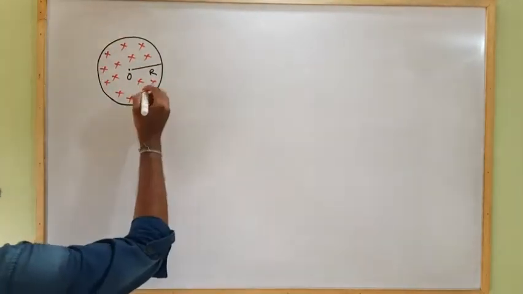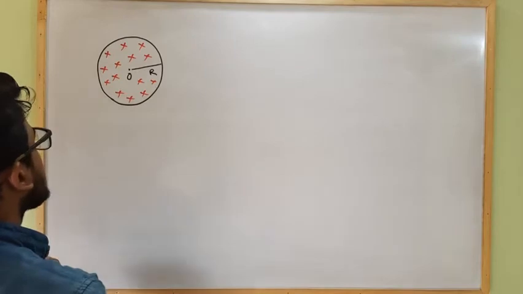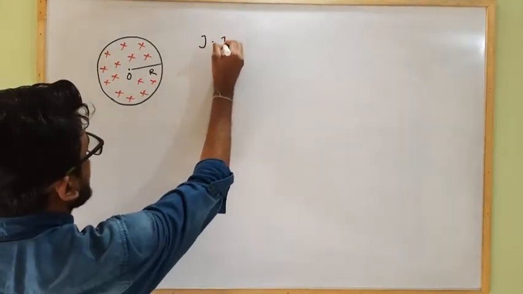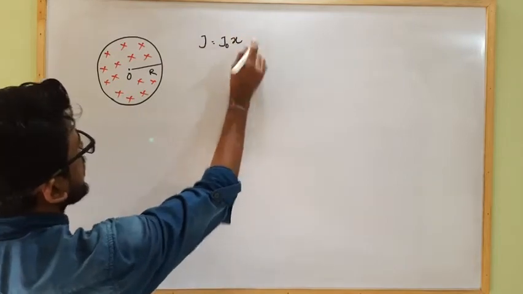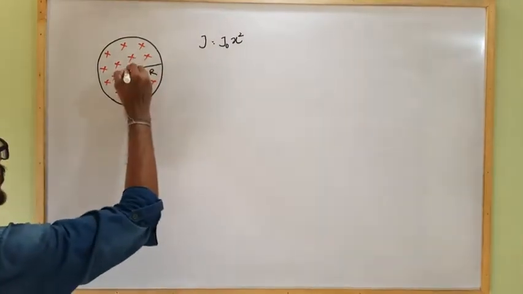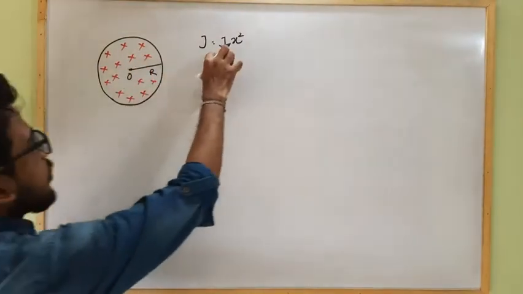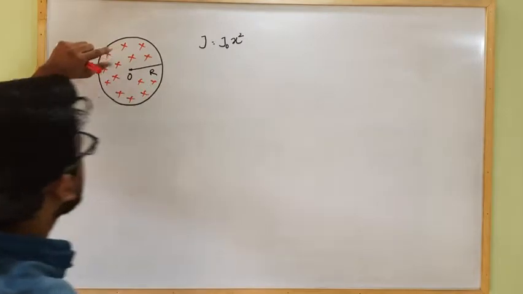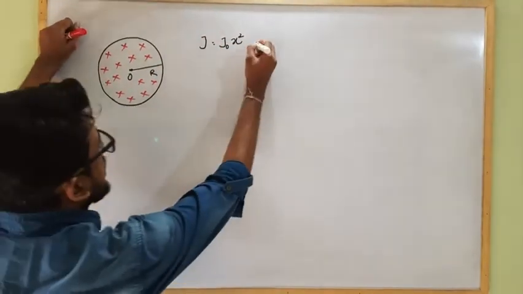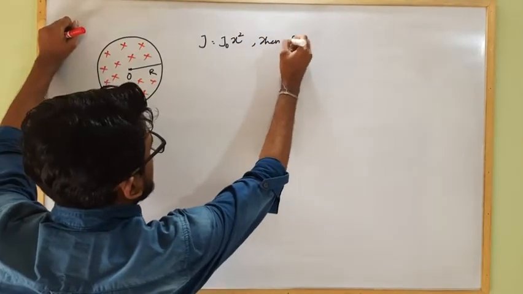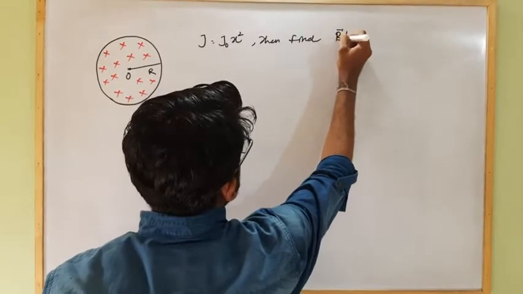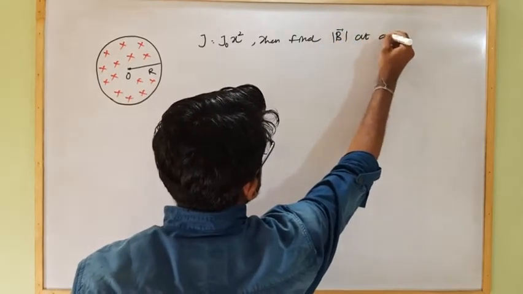The current density for this solid current carrying conductor varies as J equal to J naught x square. That means with respect to distance from the origin, the current density varies with this expression. Then find the magnetic field strength B at any point.